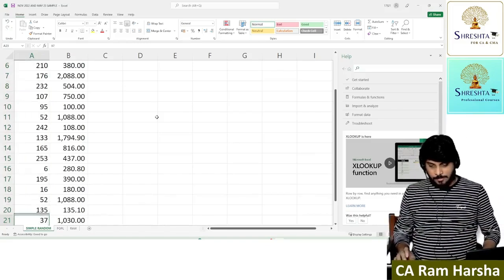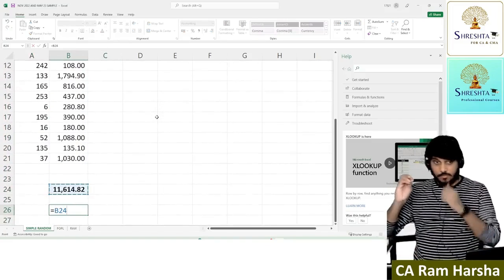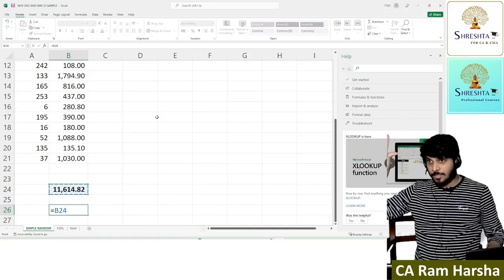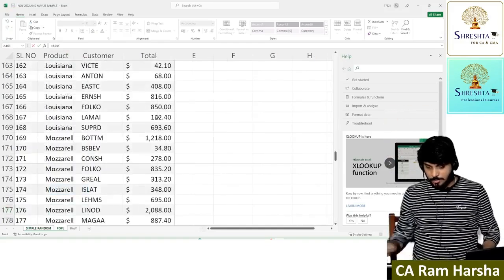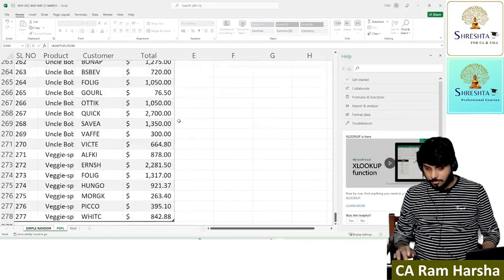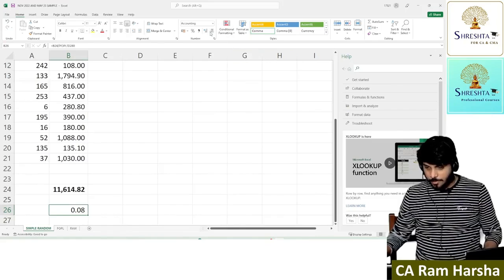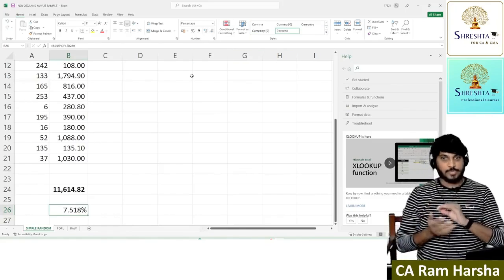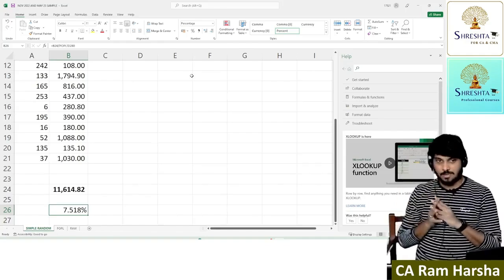Now let us apply. What is the total value? The percentage of the sample value to the total value of the population, which is the population total, is approximately 8%, correct? Approximately 7.518%. So this is the sample value which I have selected in simple random selection.